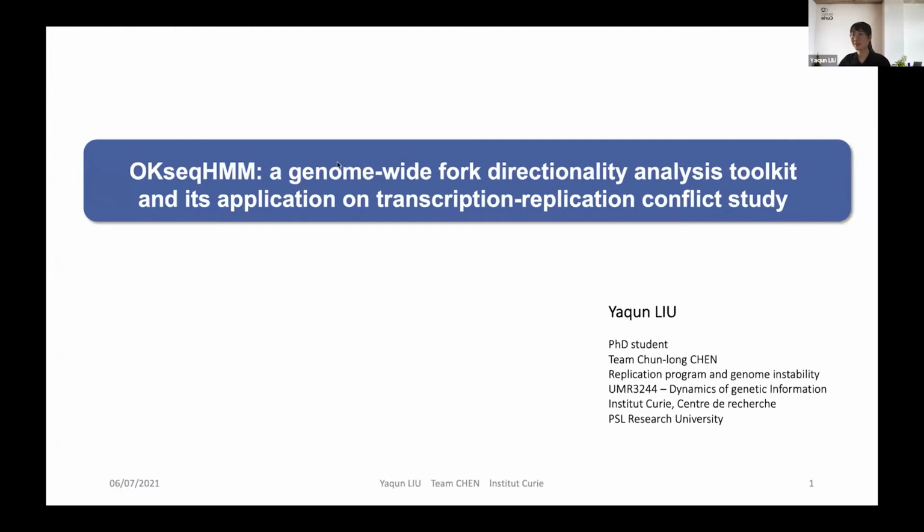Okay, so hello everyone, my name is Yaqun Liu. I'm a second year PhD student from Team Chen, which is Replication Program and Genome Instability of Institute Curie and PSL Research University. So today I'm very happy, thanks a lot to the JOBIM organization committee for giving me this opportunity to present our recent work about the Okazaki HMM, which is a genome-wide fork directionality analysis toolkit. And I'm also going to present its application on transcription replication conflict study.